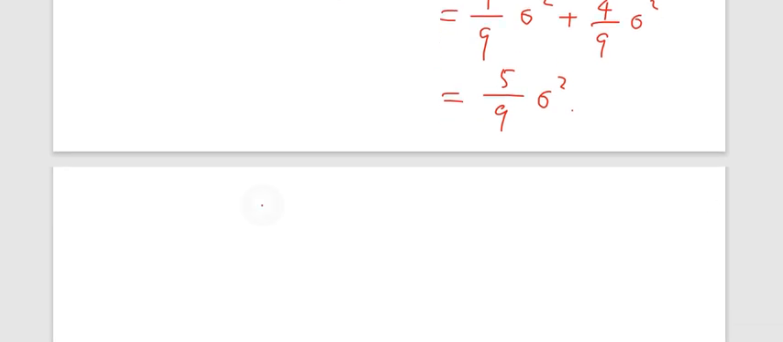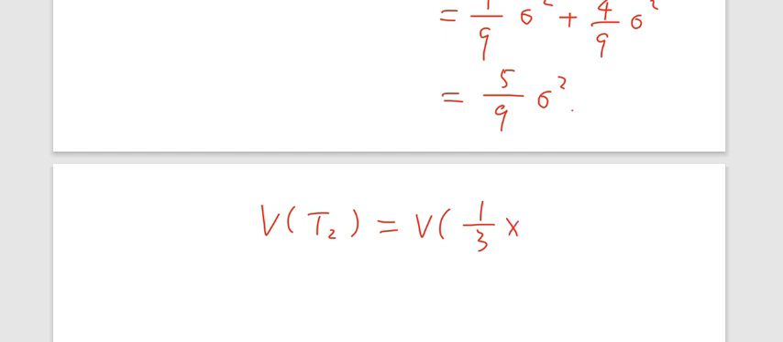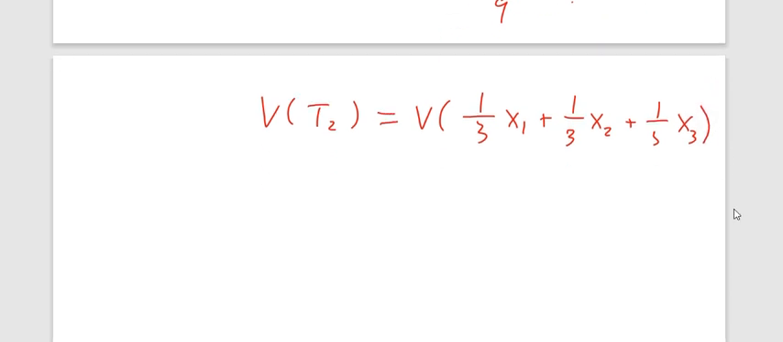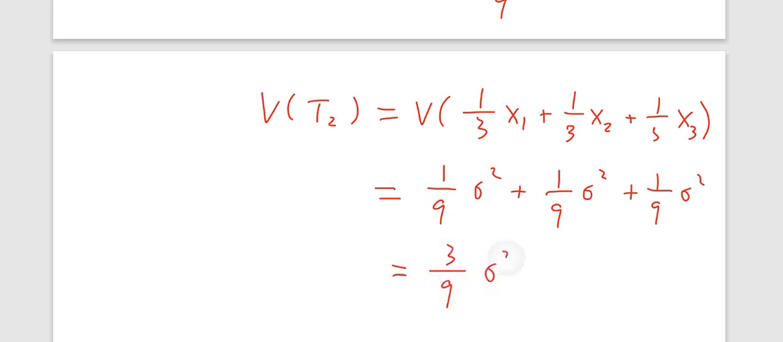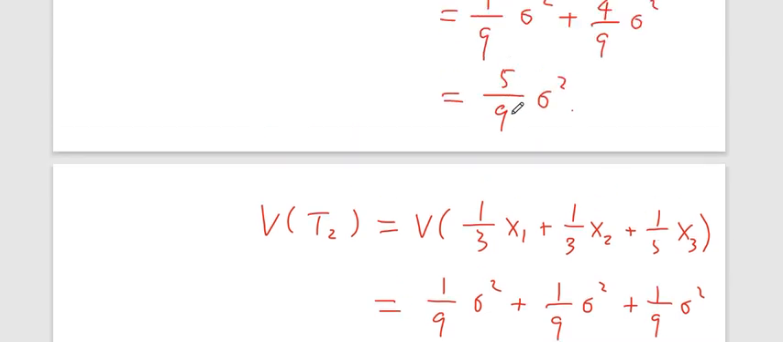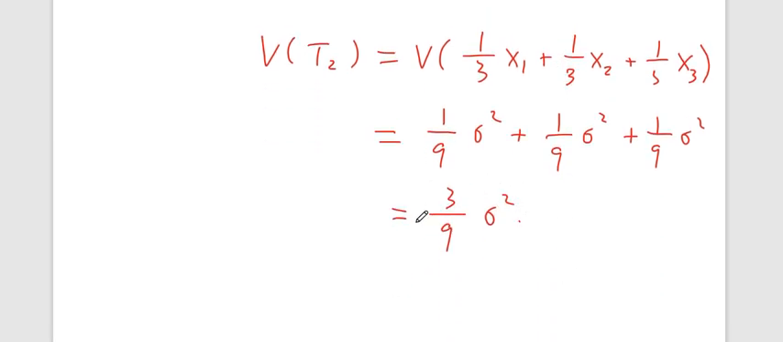How about the variance for T2? T2 is 1 over 3 x1 plus 1 over 3 x2 plus 1 over 3 x3. So this equals 1 over 9 sigma squared, since 1 over 3 squared is 1 over 9, and the same for x2 and x3. So this equals 3 over 9 sigma squared. Now we compare: this is 5 over 9 sigma squared, and this is 3 over 9 sigma squared. This variance is smaller, so we say T2 is better than T1.